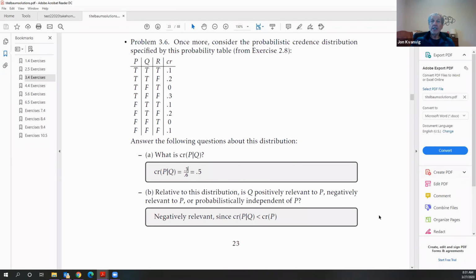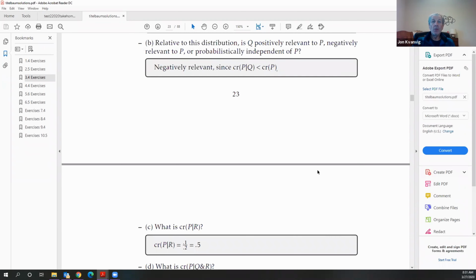So relative to this distribution, is Q positively relevant, negatively relevant, or probabilistically independent? Well, for that, we need to know what the credence for P is, and that's the sum of 1 through 4, and that's 0.6. So this credence is lower than that one, so it's negatively relevant.